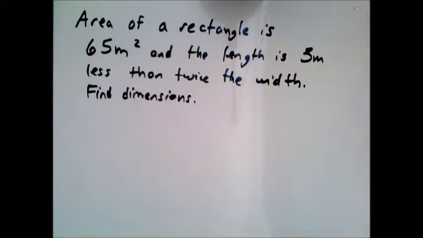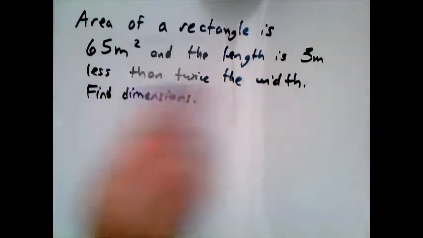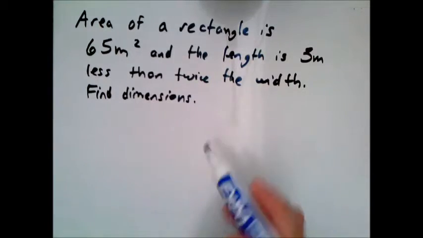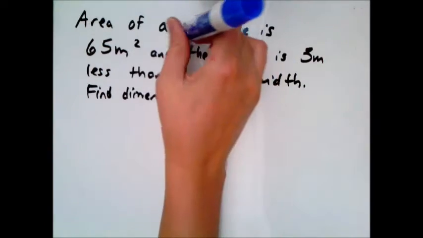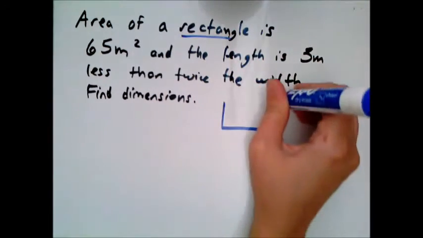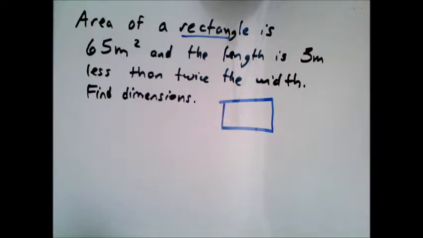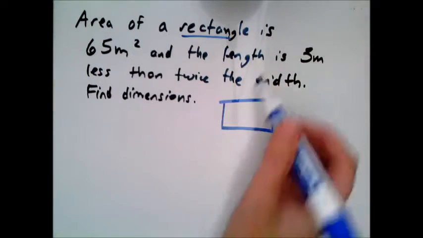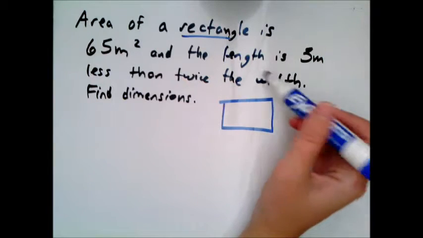So here we have a story problem. They say the area of a rectangle is 65 square meters. The length is 3 meters less than twice the width. So anytime they say anything about a shape, we want to draw that shape. Gives us something we can label on. And then they tell us the length is 3 less than twice the width.